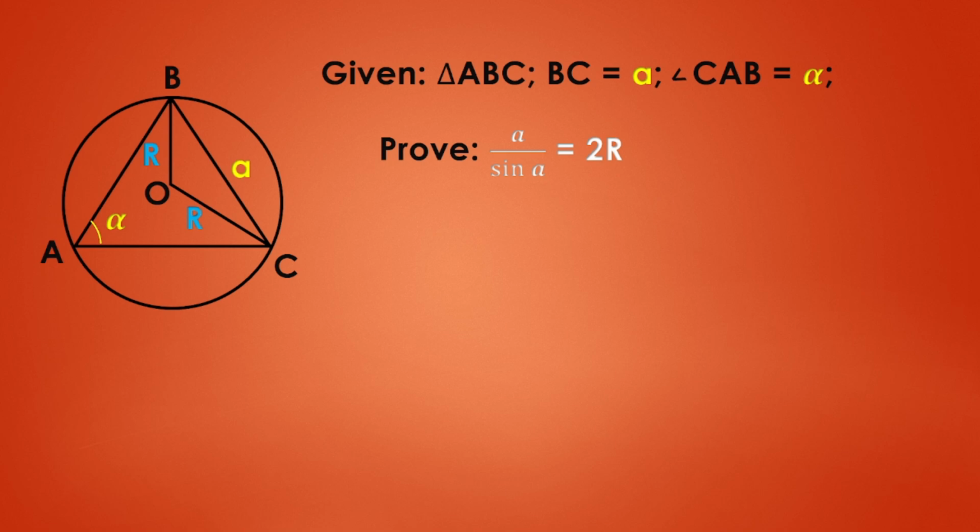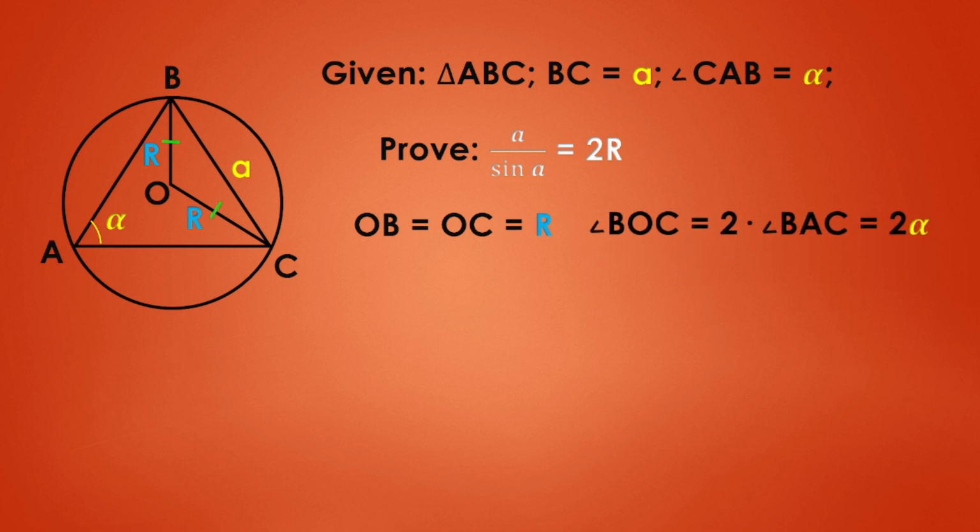BC equals a. Angle CAB equals alpha. Let the circle circumscribed about the triangle with center O have radius r. Consider the arc BC of the circumscribed circle. Center O falls on the chord BC, such that segments OB and OC are equal and equal to r. Therefore, triangle OBC is isosceles.